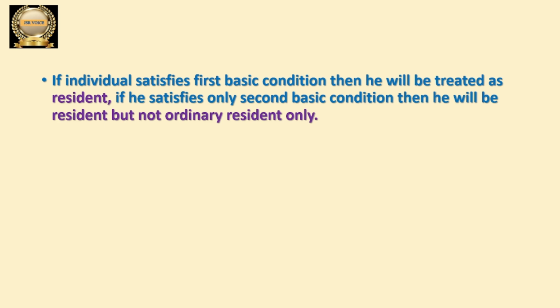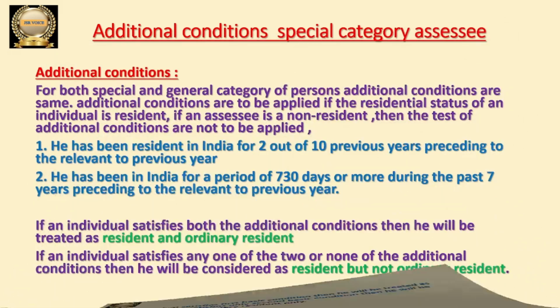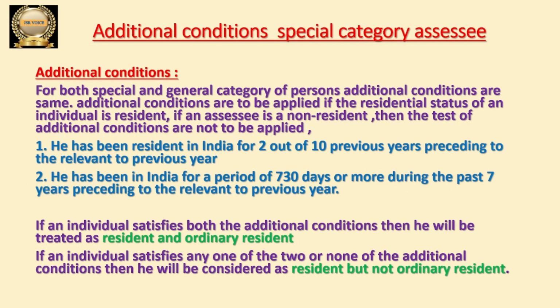Okay, this is about the special category of assessees and basic conditions. Additional conditions for these people: if they are resident, then we have to apply additional conditions also. What are the additional conditions? The same additional conditions we discussed for general category assessees. Let us see all those now. For both special and general category persons, additional conditions are the same. We will apply these additional conditions if their residential status is resident. If they are non-resident, we don't apply these additional conditions.